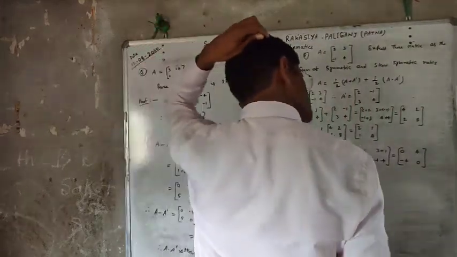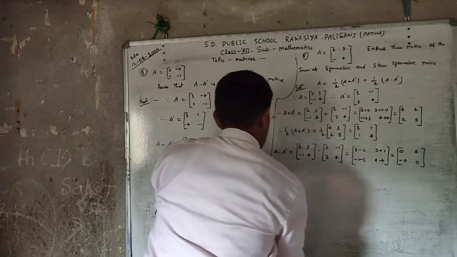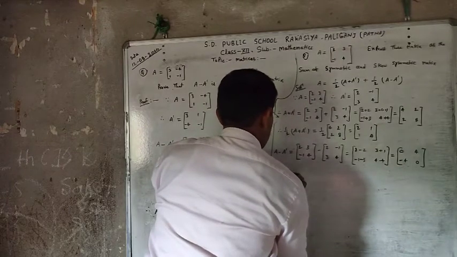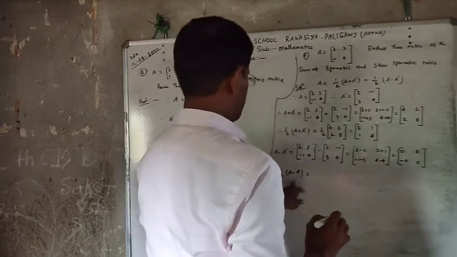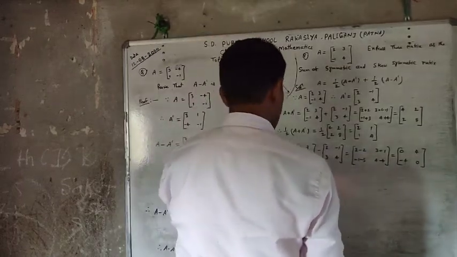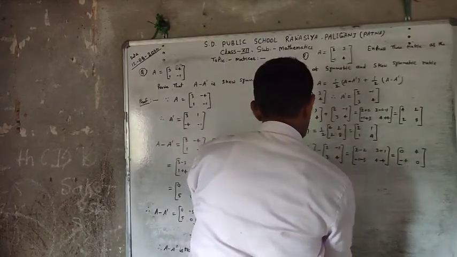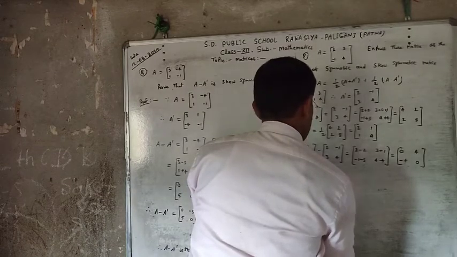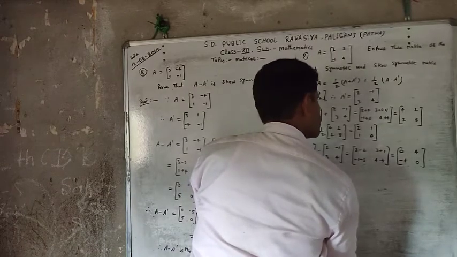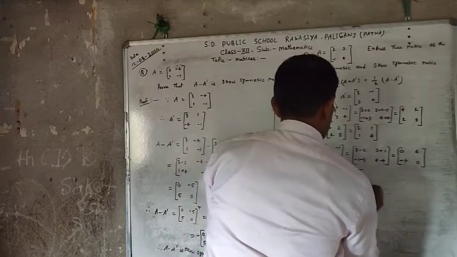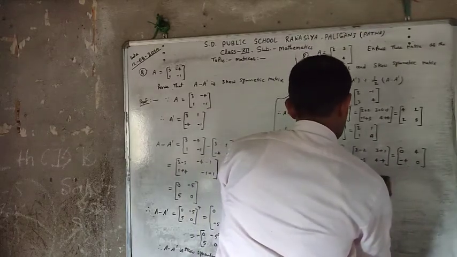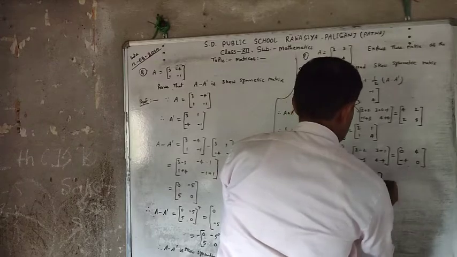Now we can find 1/2 (A minus A transpose). Half of A minus A transpose is equal to 1/2 into [0, 4; -4, 0]. It gets [0, 2; -2, 0].